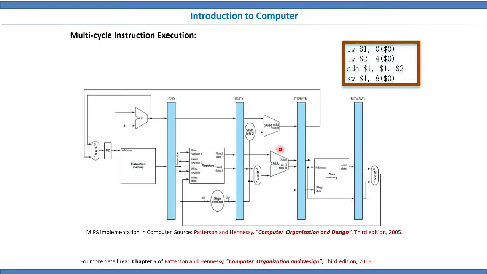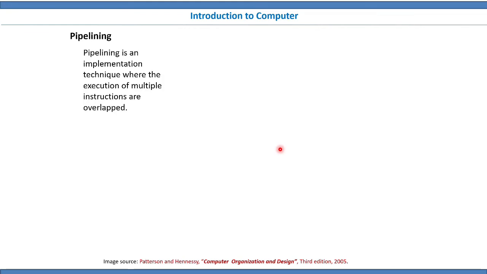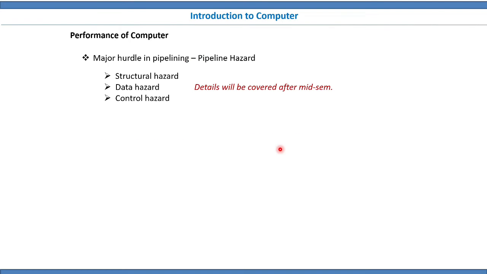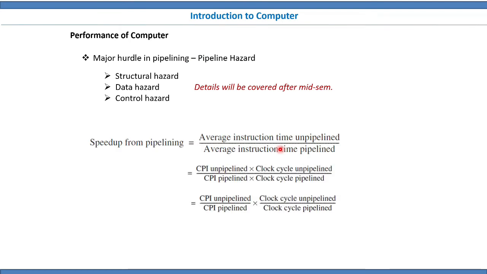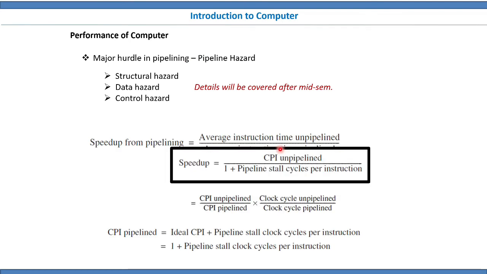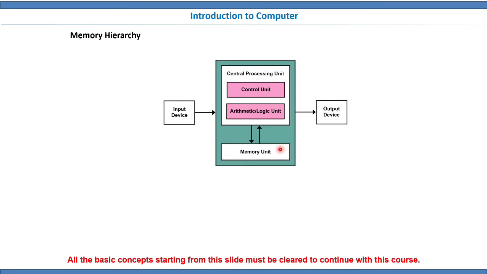And then I'm skipping this pipelining part. If you are interested, you can go through this slide. I'll share the slide with you also. But this is not directly related to this course. What I'm expecting from your side is that you should know the basic concept of pipelining. That's it. Nothing extra is required for this course. So I'm skipping all these slides related to pipelining, the different types of hazards, how to calculate speedup. I'm not explaining all these things.